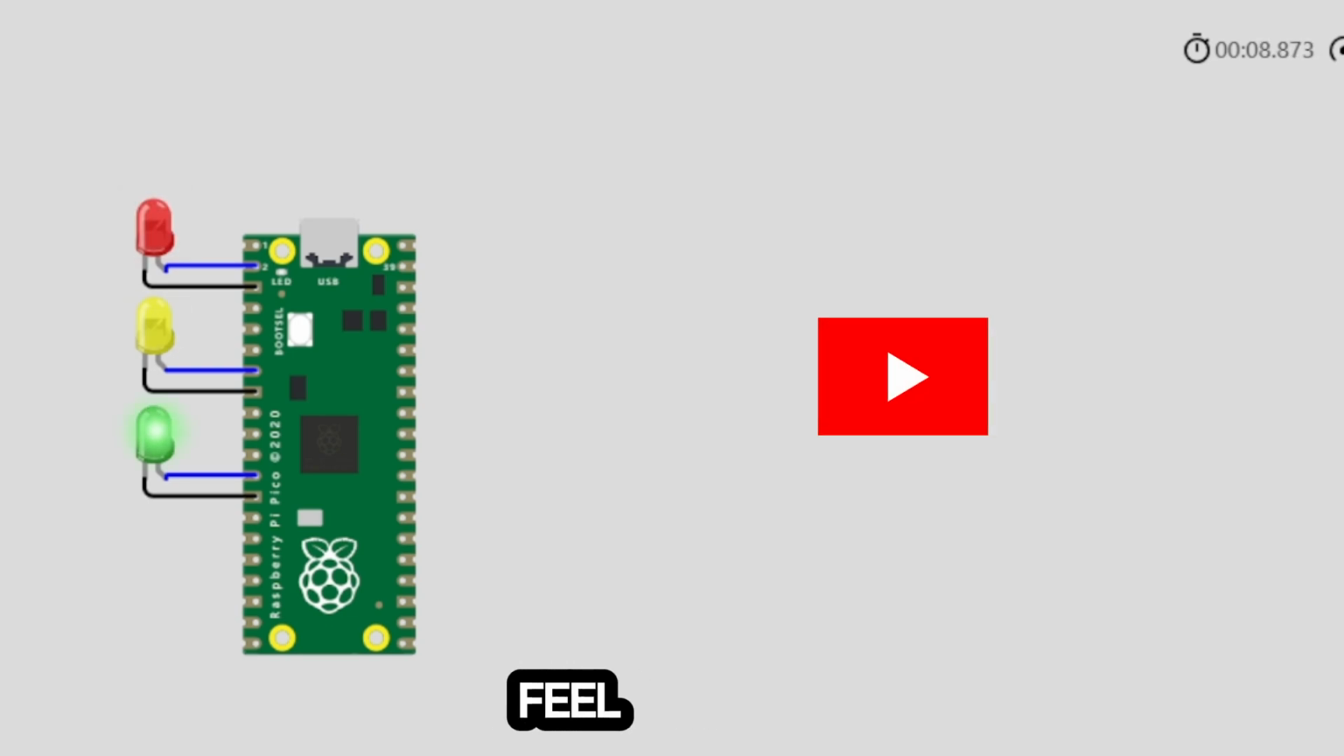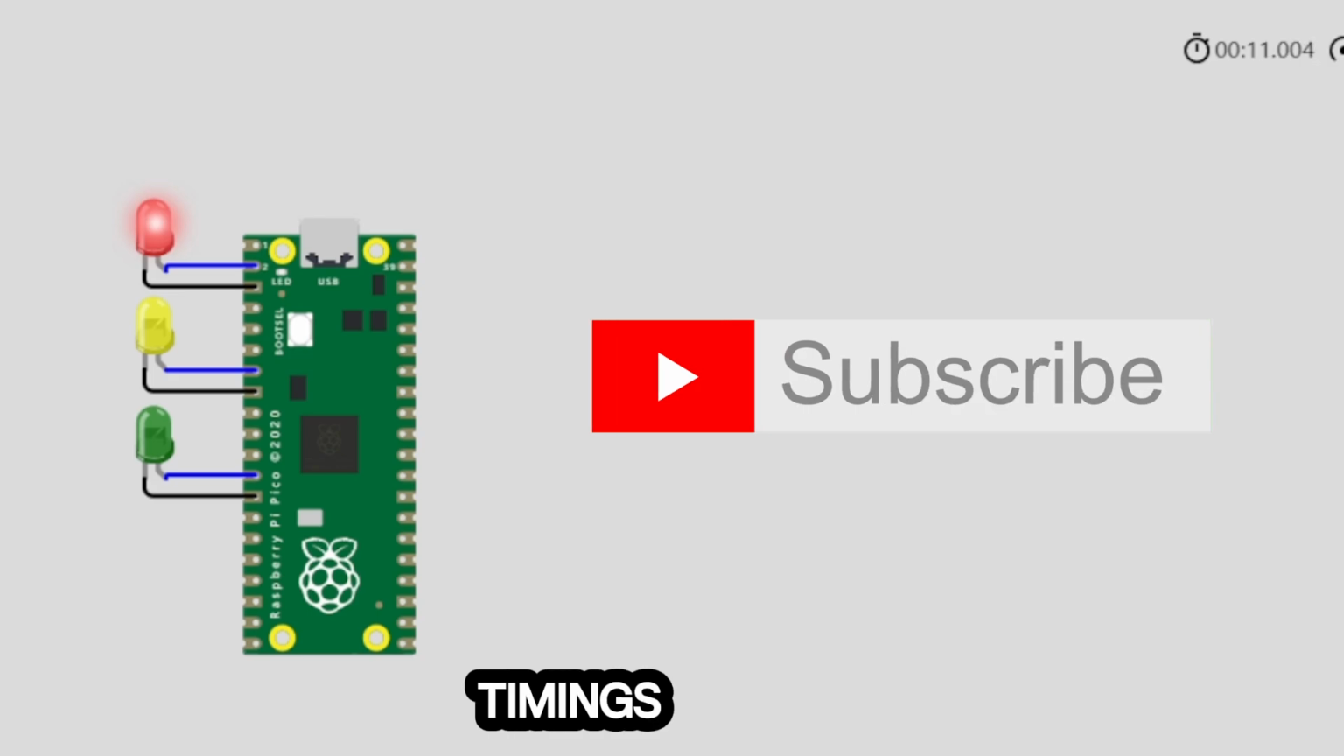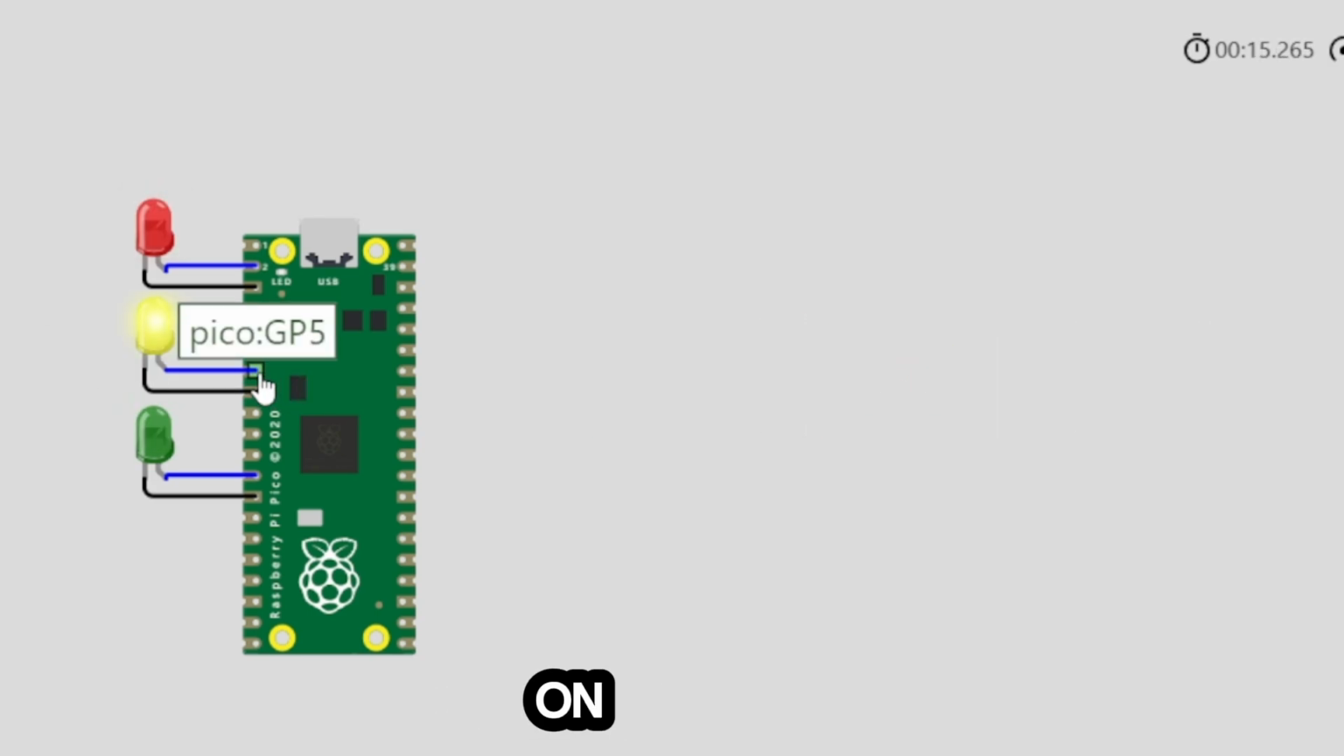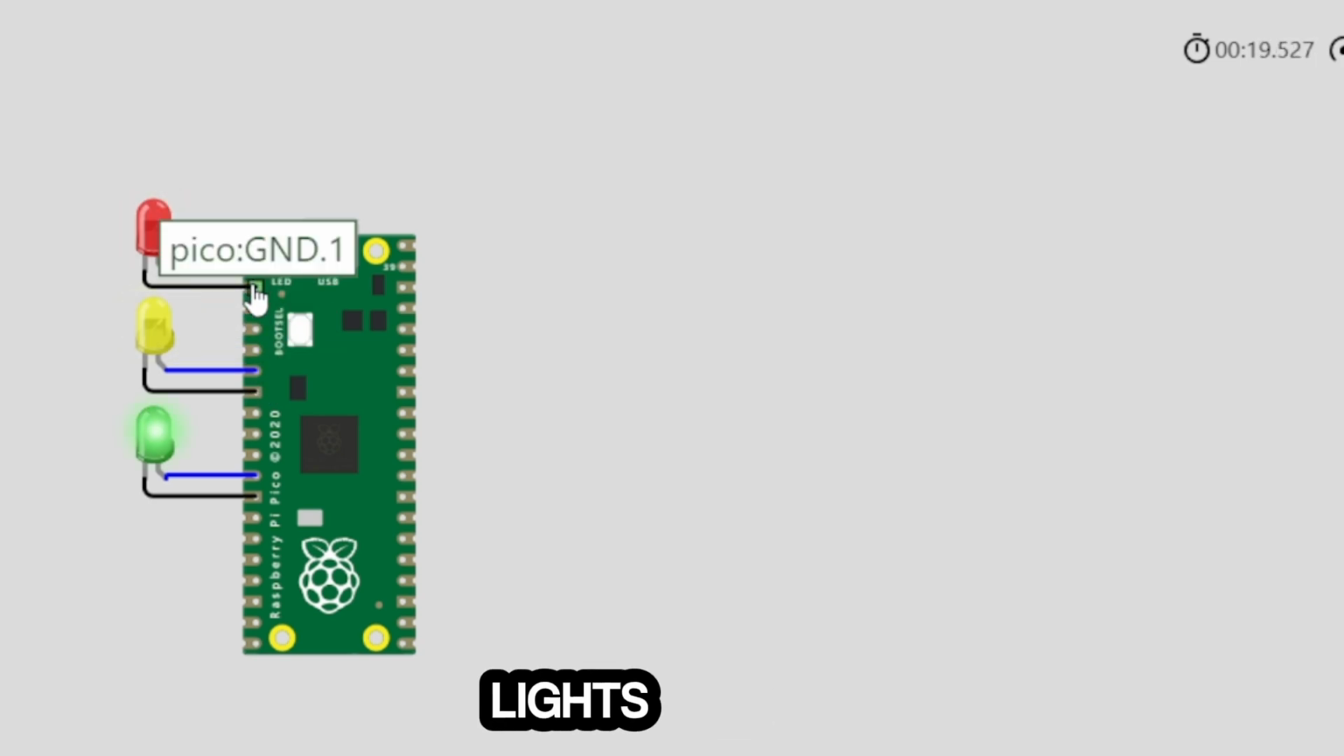Watch as the red LED lights up, followed by yellow and finally green. This simulation is a great way to learn about the basics of traffic light control and how to work with the Raspberry Pi Pico's GPIO pins. Feel free to modify the timings in the code to see how the sequence changes. This hands-on experience is invaluable for understanding how real-world traffic lights are programmed.